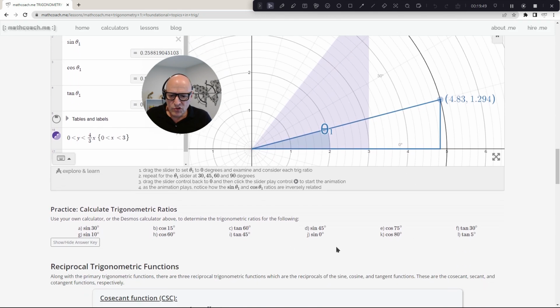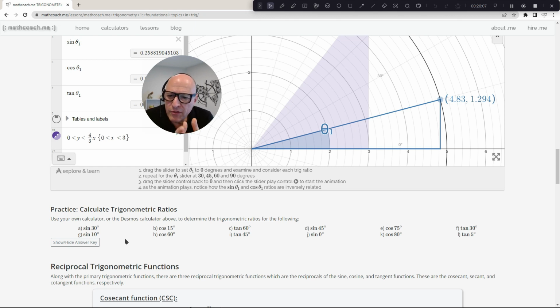And just want to visit here. Many of these explore and learn activities will be followed up with a practice activity, so you can try this out. You can try it on your own calculator. You can try it on your Desmos calculator. I recommend you do both, right? Try it out on both.